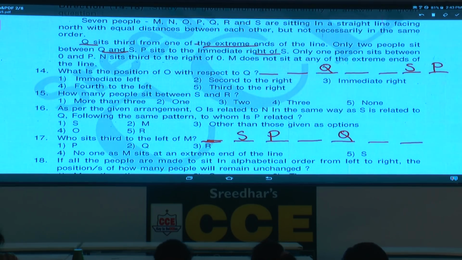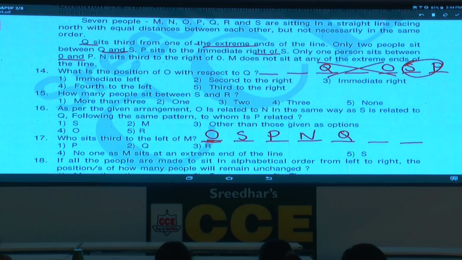Next one, only one person sits between O and P. Now in case 1, O will be here, and in case 2, O will be here. N sits immediate right of O. As N is seated to the right of O, the first case is not valid because there are only 2 persons to the right hand side. Hence this is ruled out. Now we are left with only the second case, and N will be here.